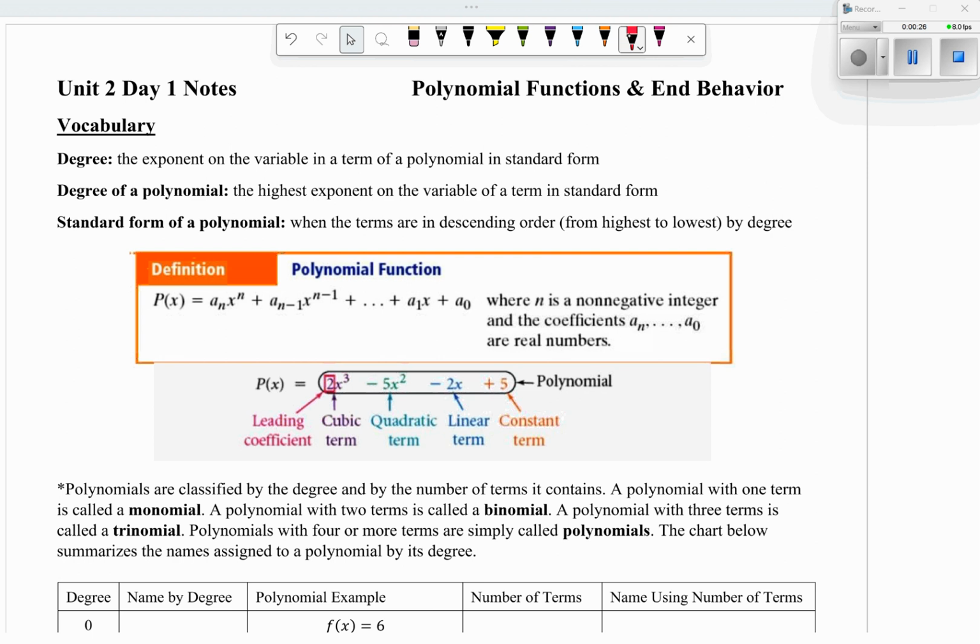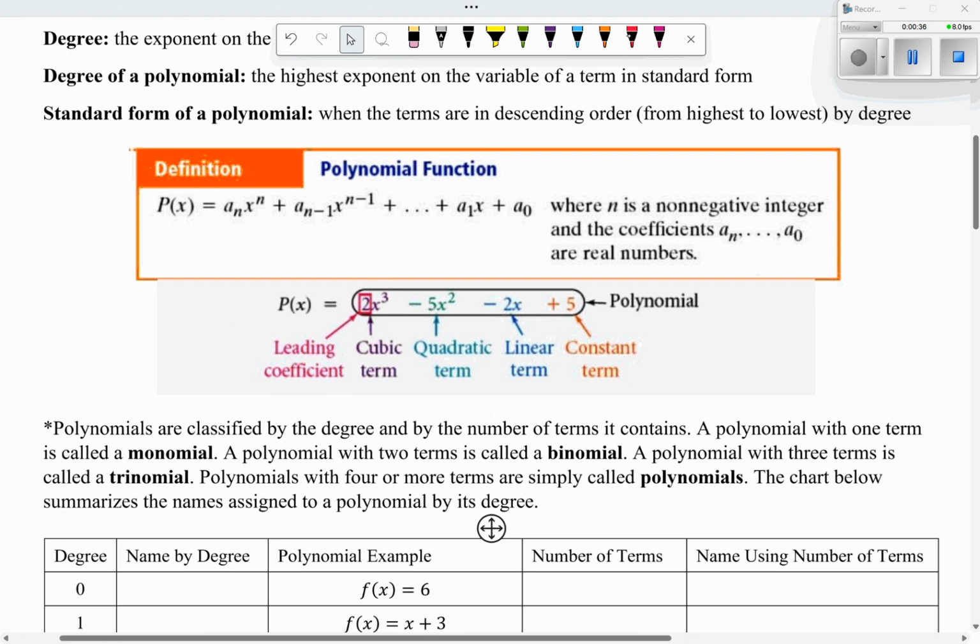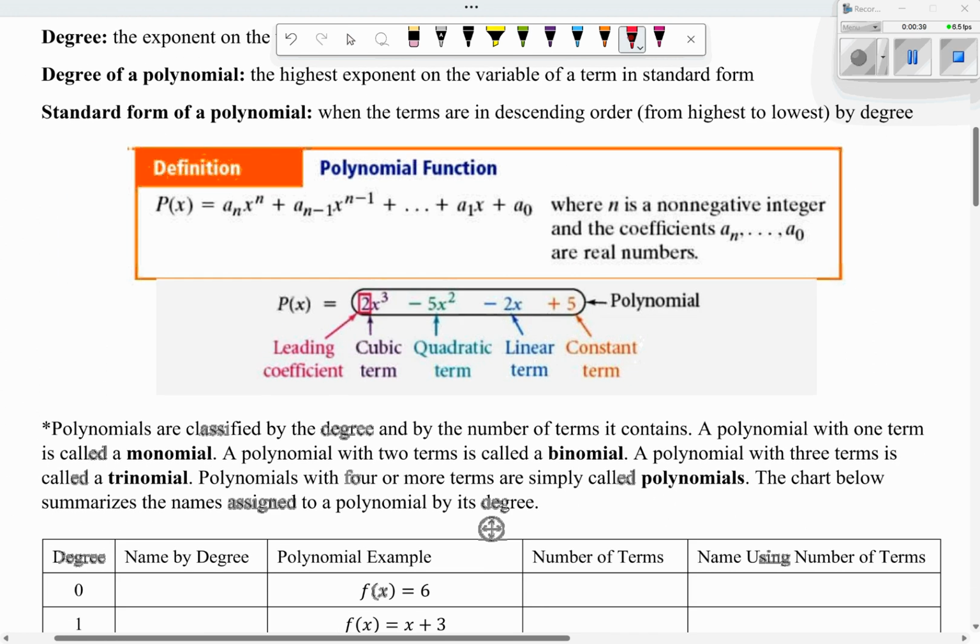So here's the definition of a polynomial function, where n is a non-negative integer and the coefficients a sub n to a sub 0 are real numbers. So this would be our polynomial in standard form. We can see the first term is a cubic term, so that's degree 3 because you have x to the third power. Then we have a quadratic term, linear term, and constant term. Notice that's in descending order with the highest power first. So that means this entire polynomial is a degree of 3 because that's the highest power of x. And the leading coefficient is the number in front of the highest degree, which is 3.